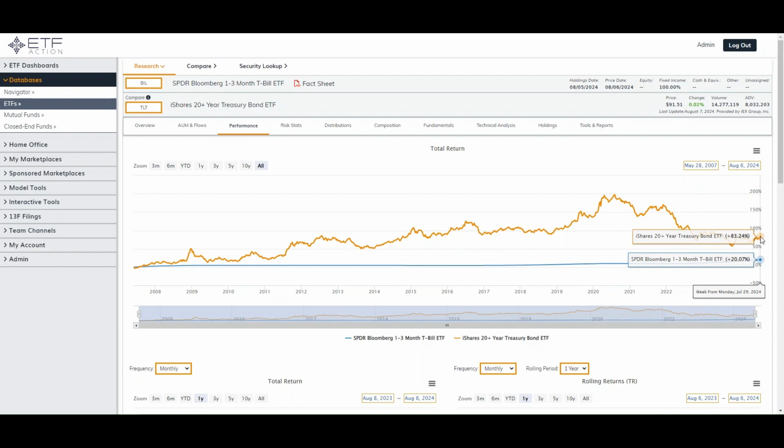So if we continue to see that inflation come down, if we see the labor market struggling, the Fed is going to be more inclined to make its move in cutting rates. So keep an eye on that.